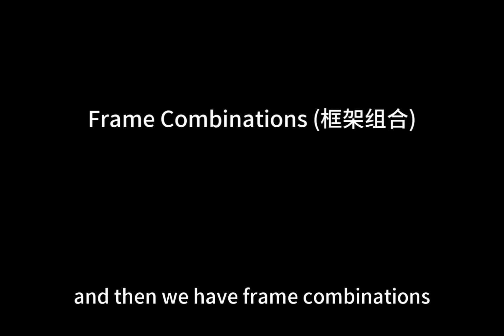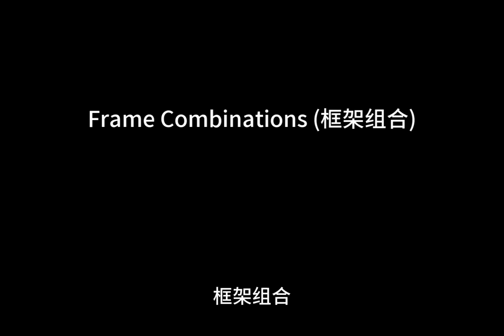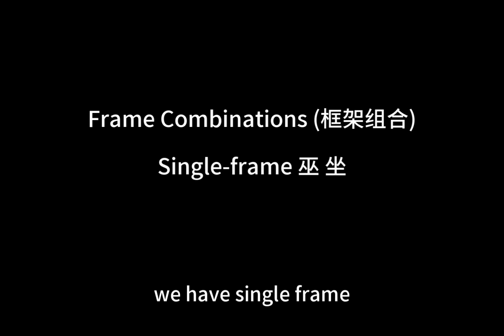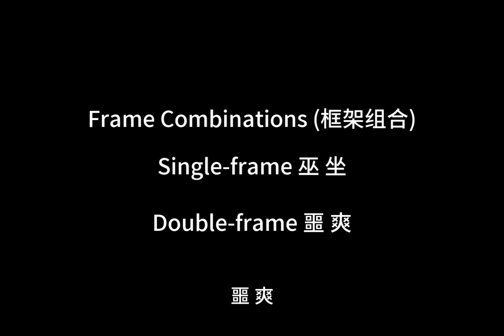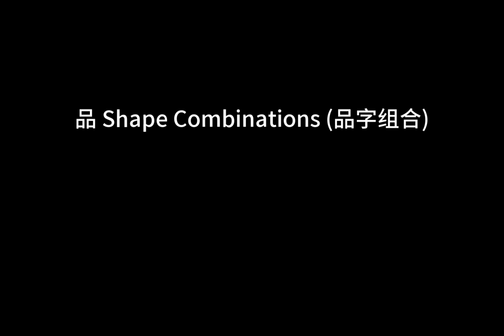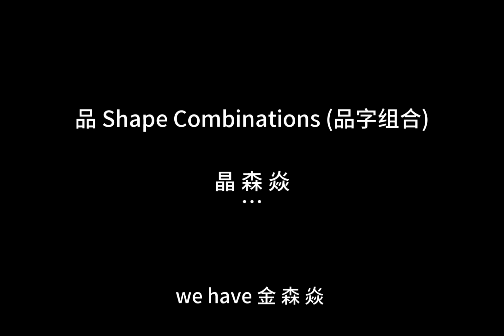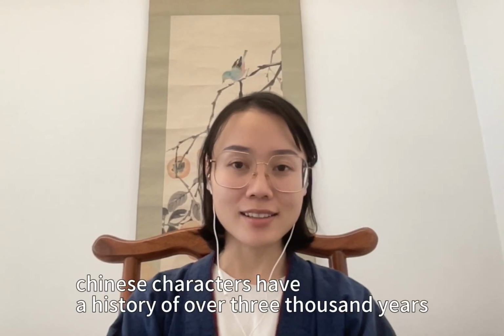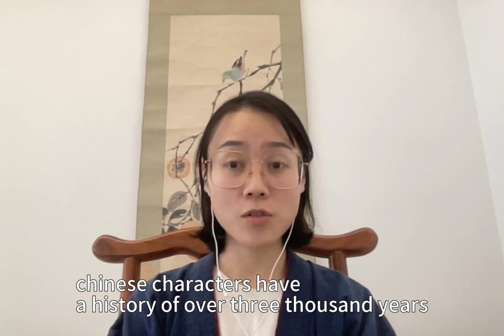And then we have frame combinations, 框架组合. We have single frame, 屋、座, double frame, 恶、爽. The last one is 品, shape combination, 品字组合. We have 金、森、严, etc. Chinese characters have a history of over 3,000 years.